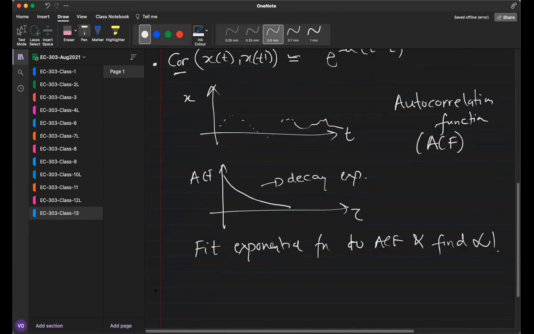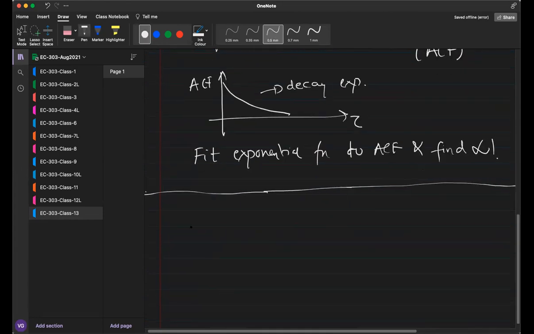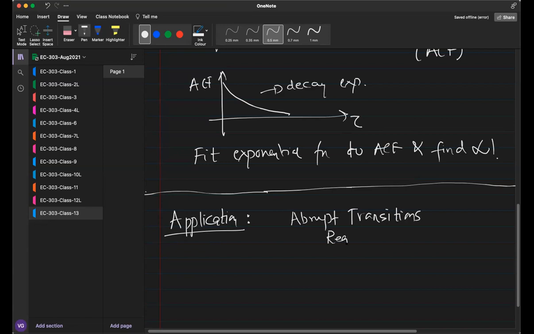Okay, so that's the summary of what we know about perturbations near equilibrium. And then we went a step ahead. We thought of an application to what we call abrupt transitions. It's also referred to as regime shifts. People also call them tipping points.